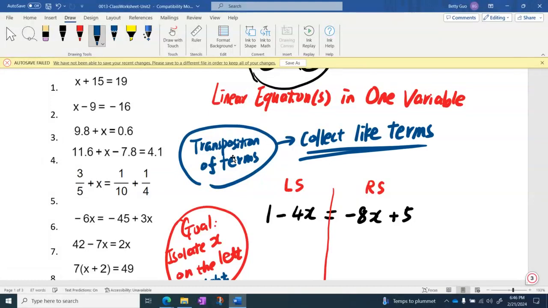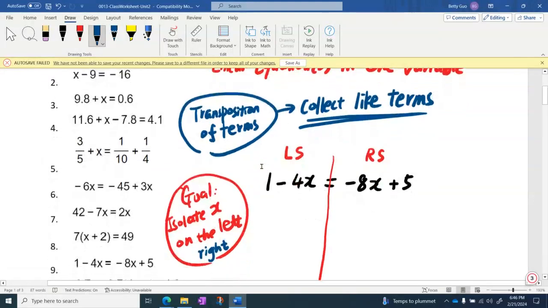Okay, very, very important. Do you guys still remember like terms? Among the four terms, the four terms are 1, negative 4x, negative 8x, and 5. Those are four terms. Which of them are like terms?